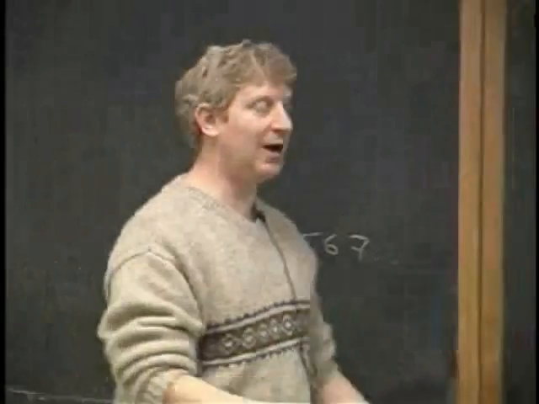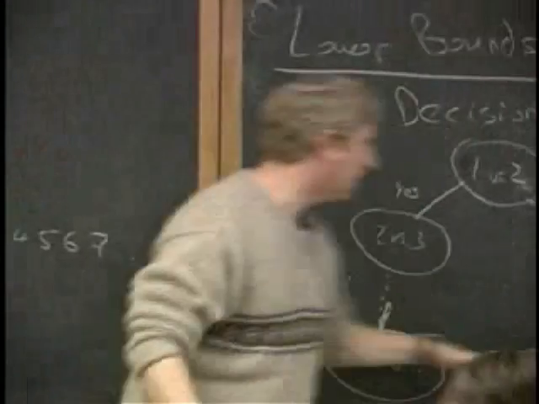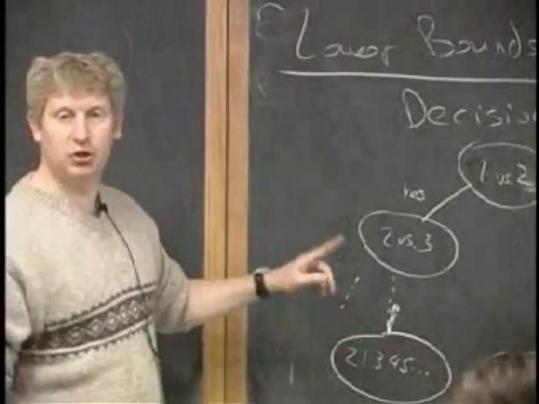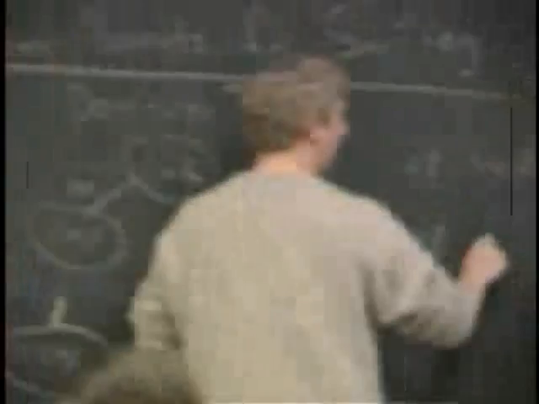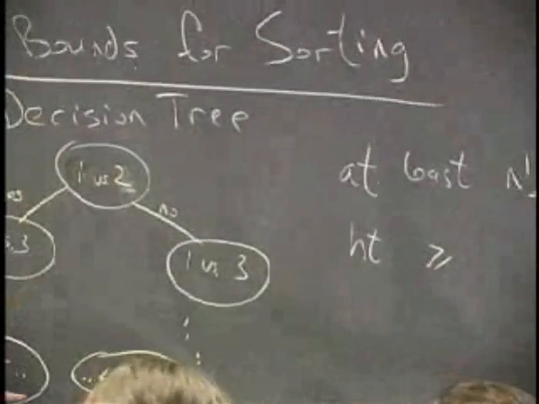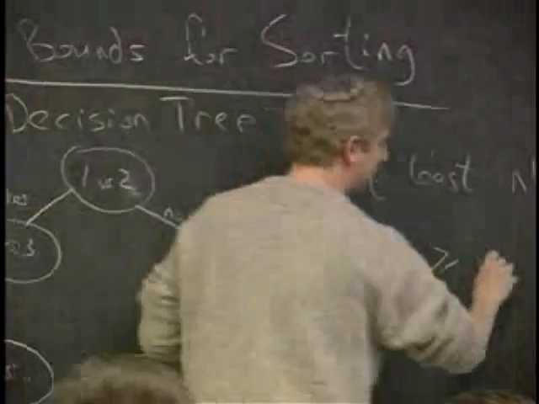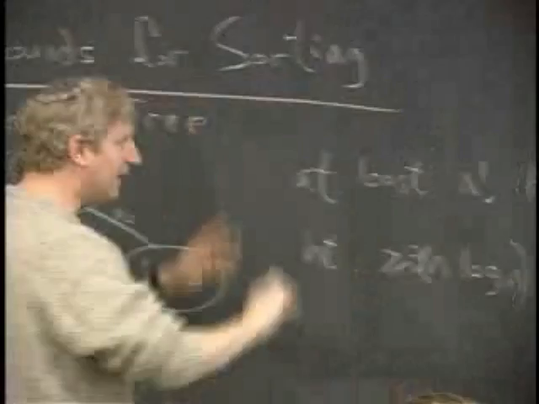So I have to show you, now we're back into math land, if we weren't there for the last 10 minutes. I'm going to show you that in a tree with n factorial leaves, the height is at least as big. The height of the tree means the longest path from the top to the bottom. The height is at least as big as some constant times n log n.